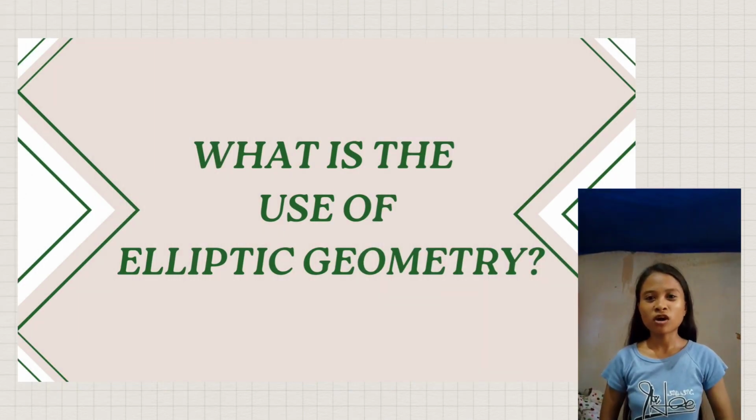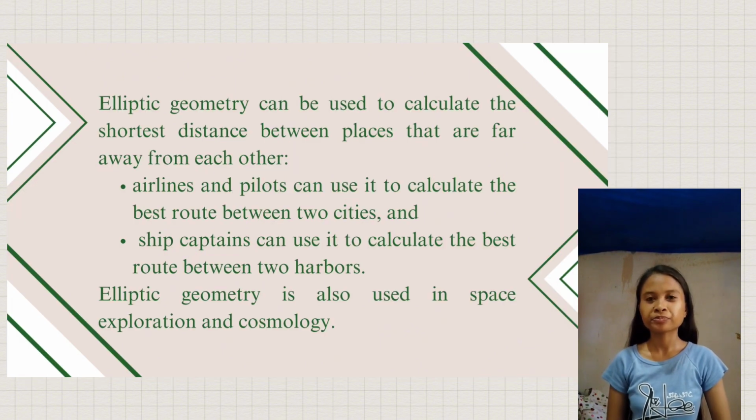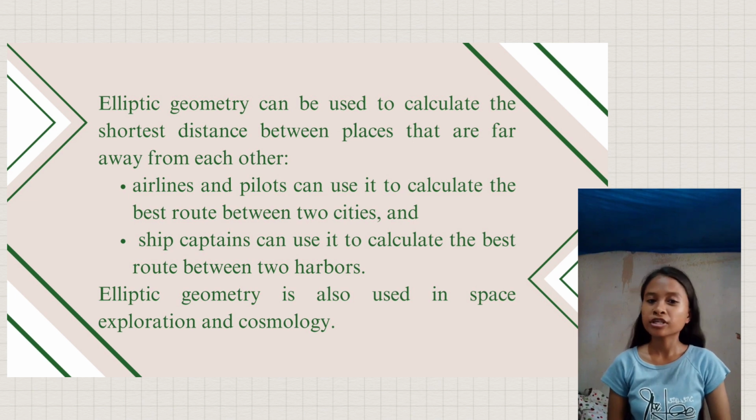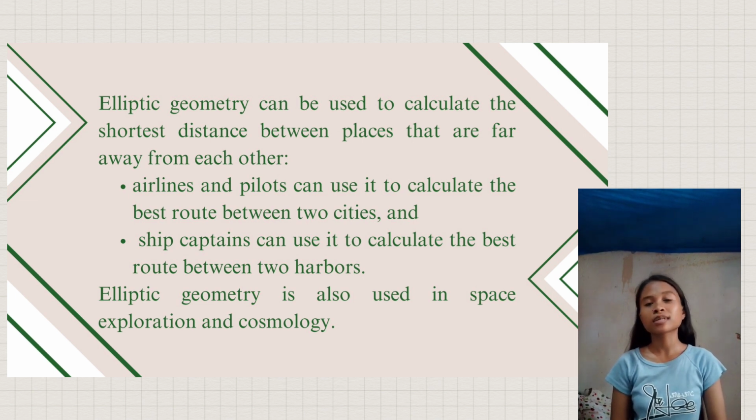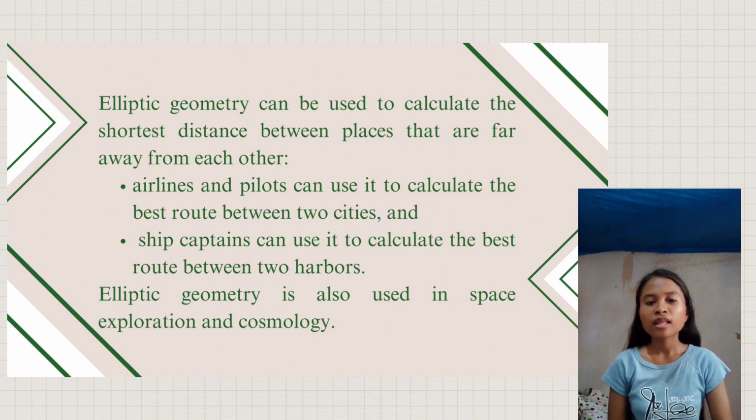What is the use of elliptic geometry? Elliptic geometry can be used to calculate the shortest distance between places that are far away from each other. Examples: airlines and pilots can use it to calculate the best route between two cities, and ship captains can use it to calculate the best route between two harbors. Elliptic geometry is also used in space exploration and cosmology.